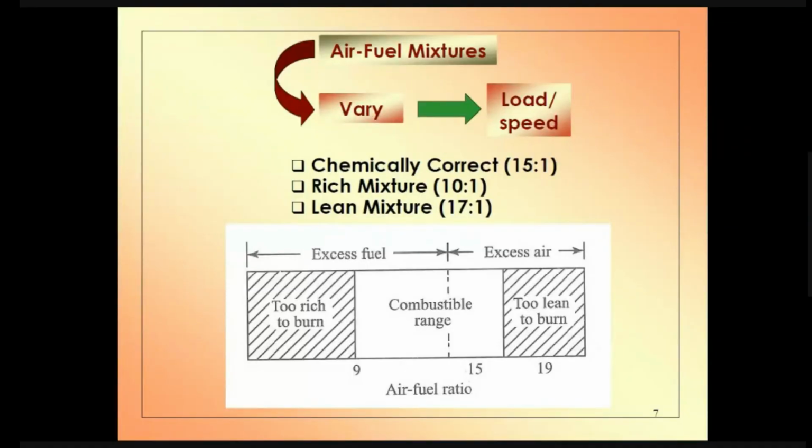Here the air fuel mixture varies as per the load and speed requirements. So here we have 3 types of mixture. One is chemically correct, that is called stoichiometric, and it is 15:1 for the petrol. Then rich mixture means less than 15:1. So here we have 10:1. And lean mixture is when the proportion of air is more, so it is 20:1. And here on the graph we have air fuel ratio. So if air fuel ratio lies in this range less than 15:1, then we call it rich mixture, and if it is here, then we treat it as lean mixture.